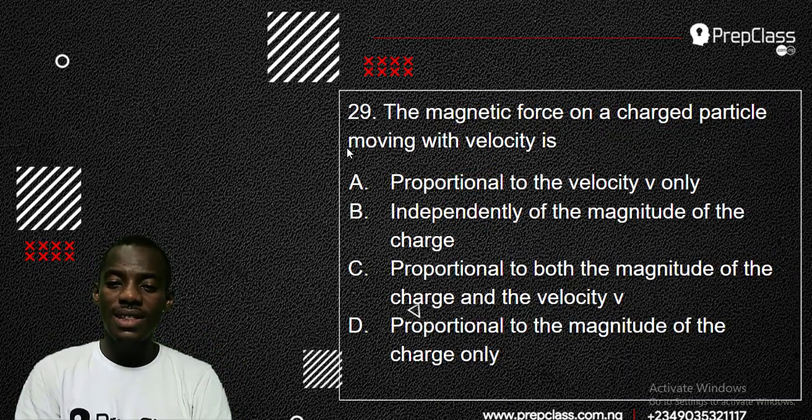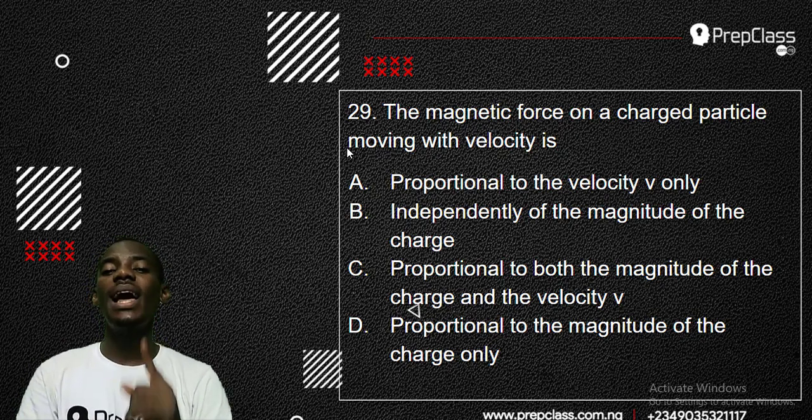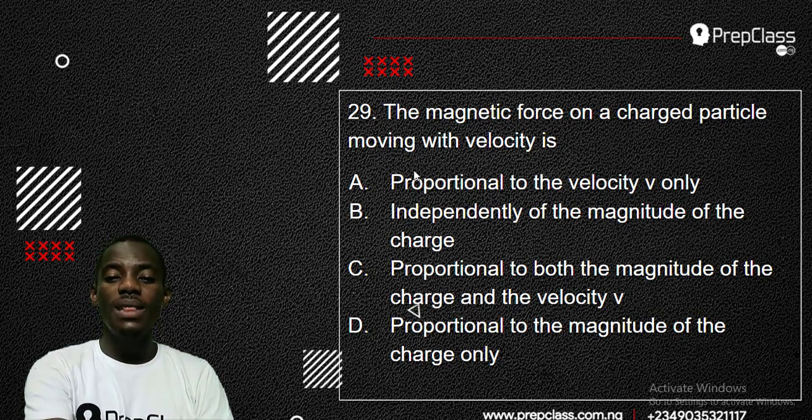Let's check out number 29. The magnetic force on a charged particle moving with velocity is what? This is simply asking about the magnetic force formula. There's only one formula in magnetism, and that formula is very important. That formula is what can answer this question. Look at the formula. Let me show you that.